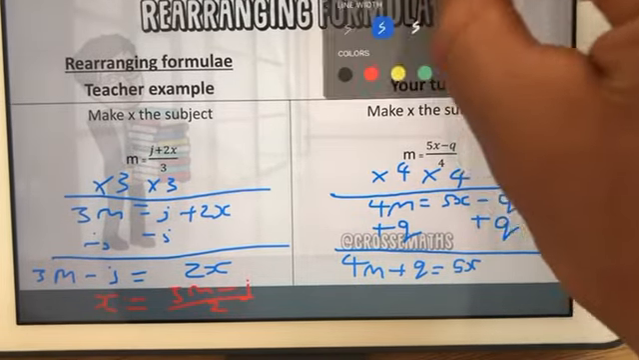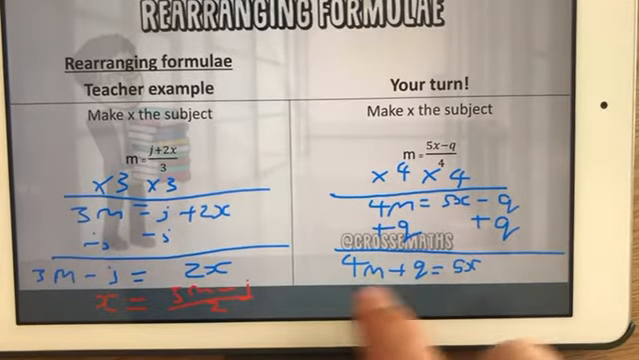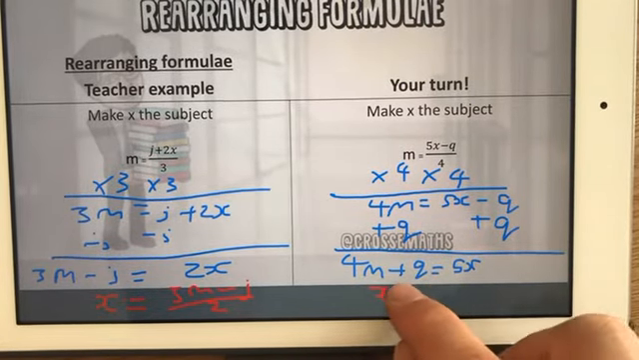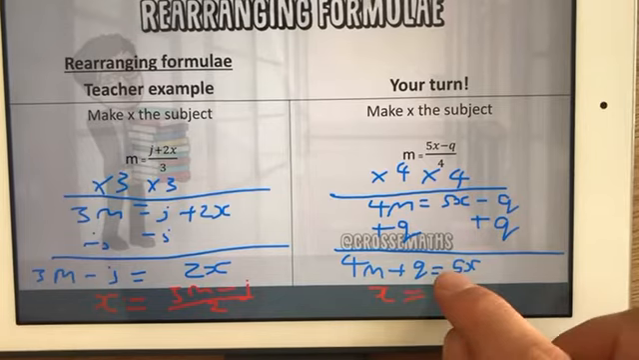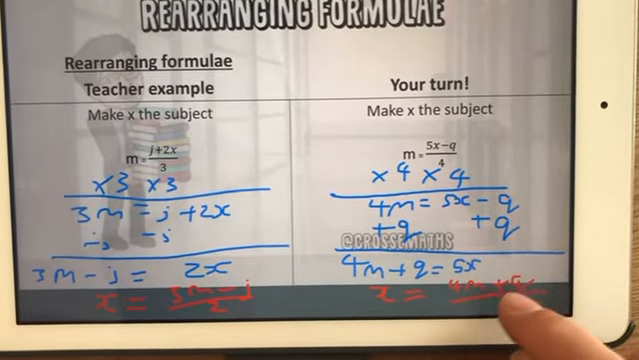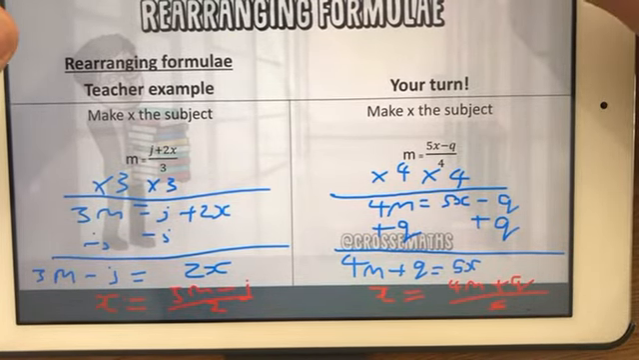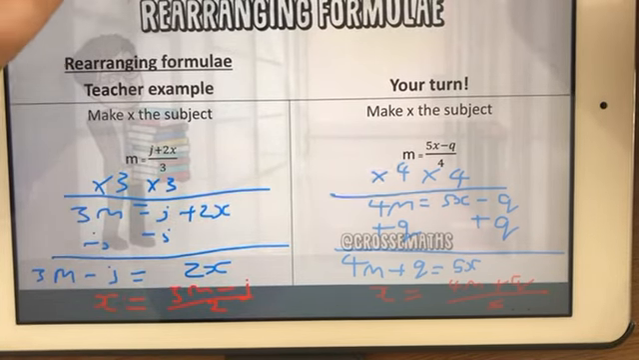Plus q and minus q cancel each other out to leave you nothing. And then if you divide through by 5, you end up with x equals 4m plus q all over 5. And that's your final answer. Guys, take that if you got it right. Next one.